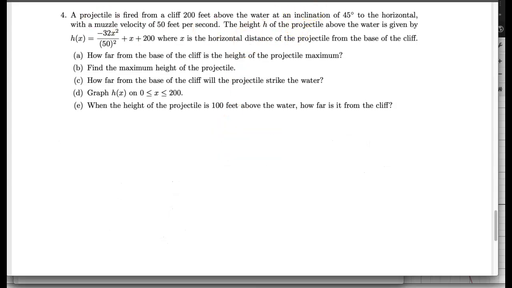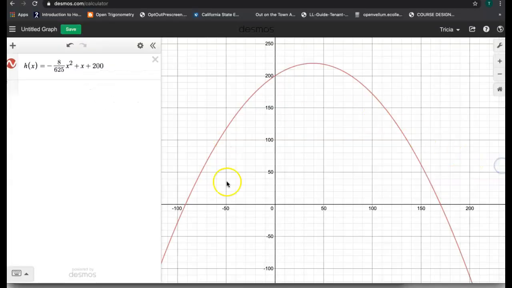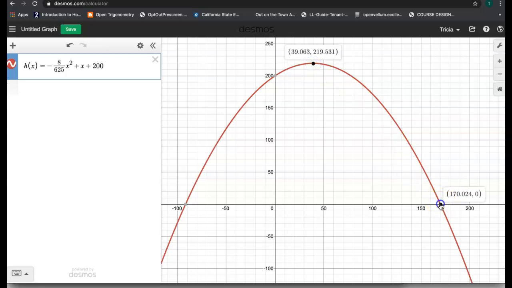So for part D, we're going to go to Desmos. I already graphed it here. The great thing is that you can check your answers. So there's the vertex. Here's the answer we just found. And when you look at part E, we wanted to know how far from the base of the cliff the object is when it is 100 feet up. That's going to look like about 135.6. So let's go back to our work to figure out how to do that.